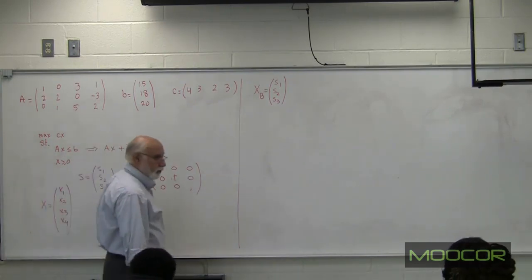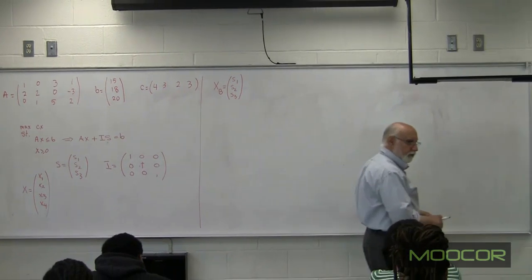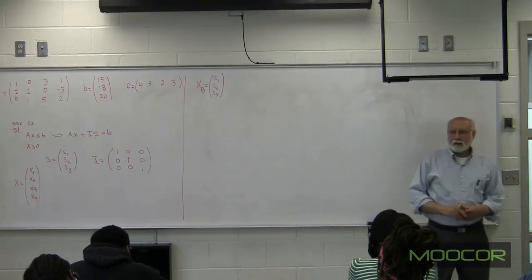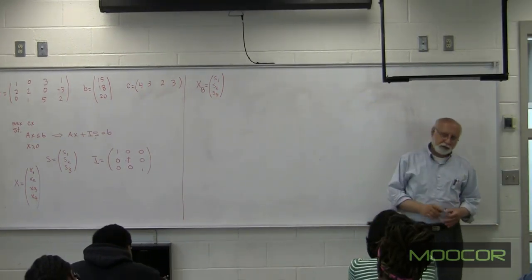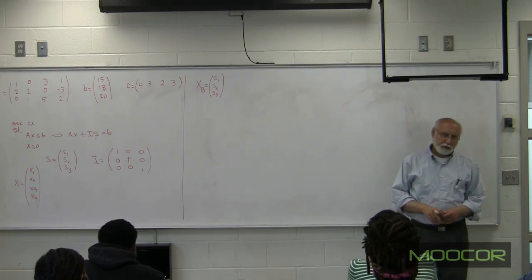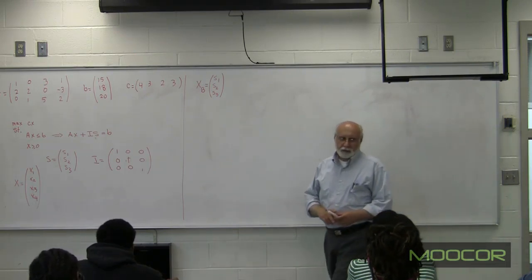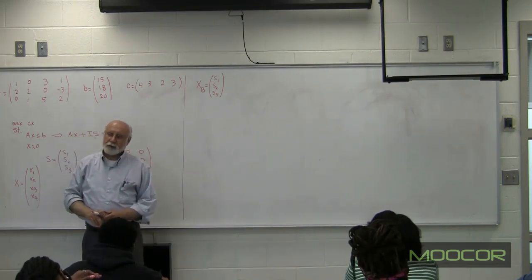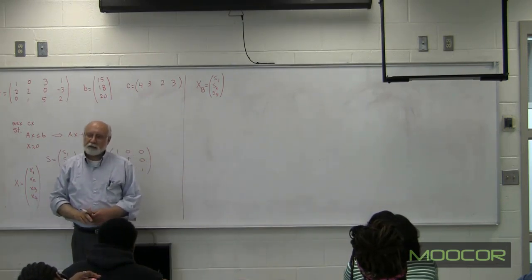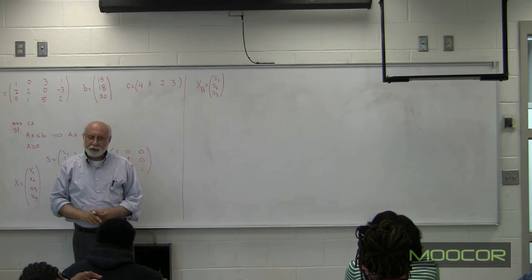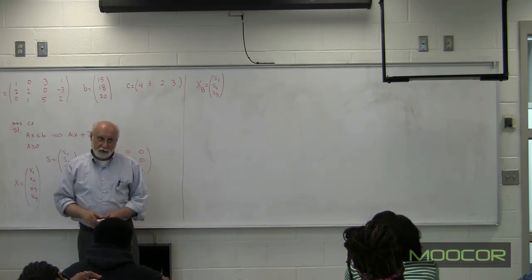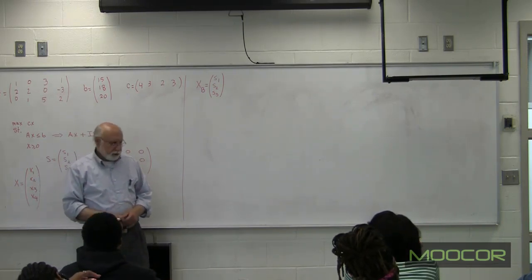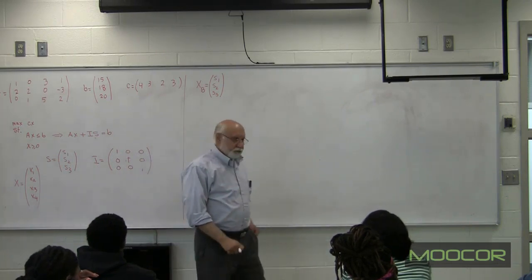Now do you know that you have up to X4? Where do I get that? Why not X5? Why not X3? Why X4 only? The number of variables comes from columns. Columns represent the number of variables. Rows represent the number of constraints or equations.